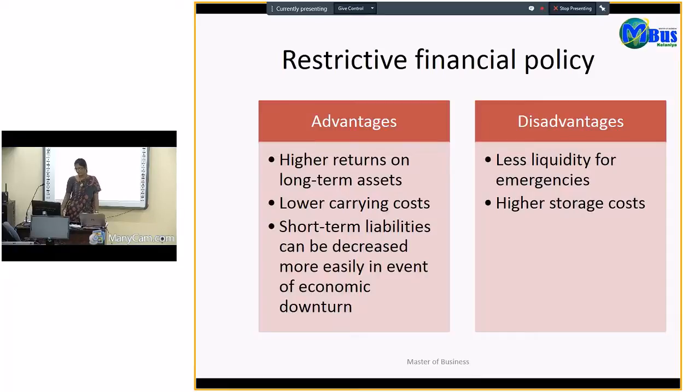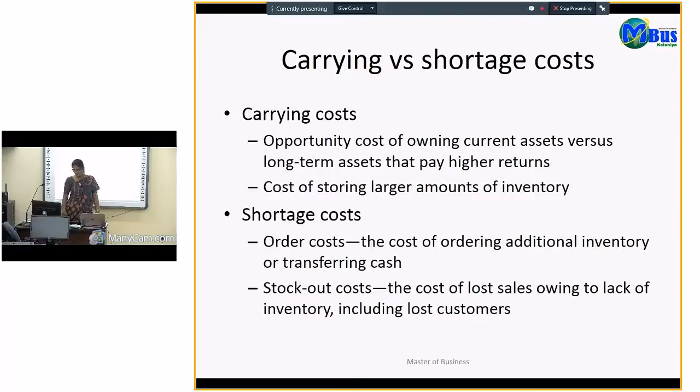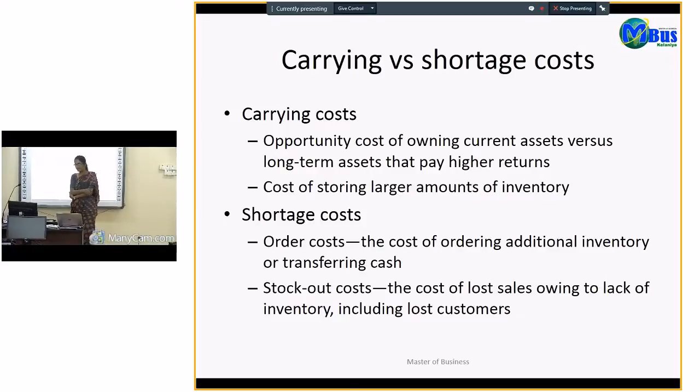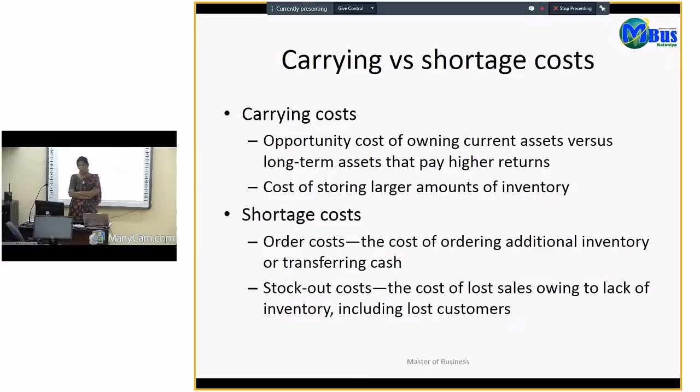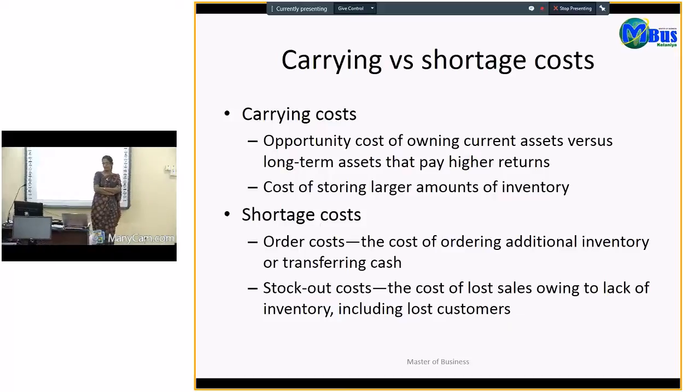Disadvantages: less liquidity for emergencies, higher storage cost, right? Carrying versus shortage cost. In maintaining the financial policy, they have to think about the carrying and the shortage cost, and minimize both. What is the carrying cost? Opportunity cost of owning current assets versus long-term assets that pay higher returns. Cost of storing larger amount of inventory, carrying cost, right?